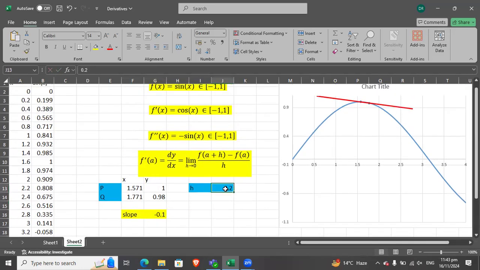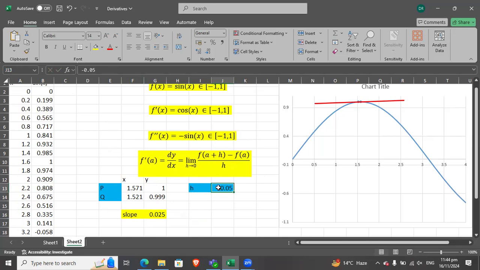So now the h value can be reduced, say 0.005. So the tangent line, the slope is still negative. So if I move the point to the left of it, say the point, it should be minus 0.05. So we can see the slope value is positive.